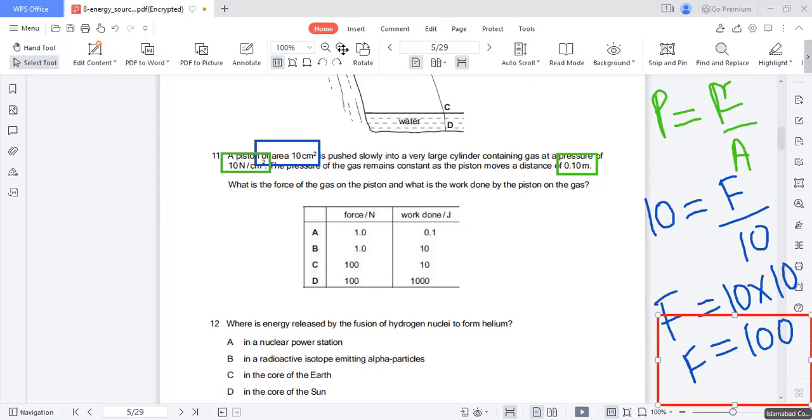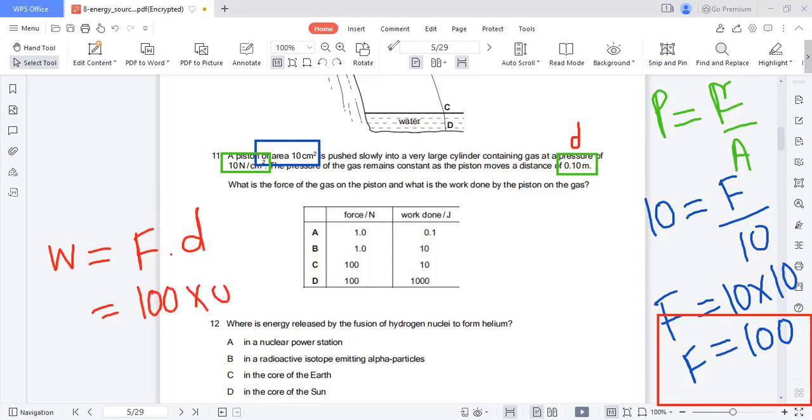Okay. Now, next thing is the work done. Now, this is the amount of distance. So, work done is force into distance. Force is 100 Newtons and distance is 0.10. So, it would become 10. So, work done is 10 joules.